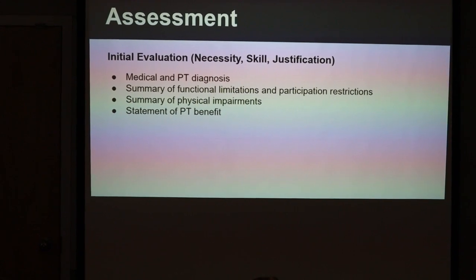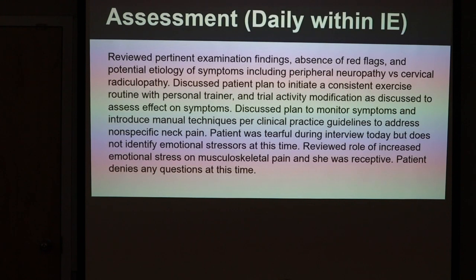Now when we go down into the assessment, so now we're assessing the person and we're establishing our plan of care. It has to include the medical and the PT diagnosis, a summary of the functional limitations and participation restrictions, a summary of physical impairments, and a statement of PT benefit, which ends up going back into our establishment of the complexity of the eval.